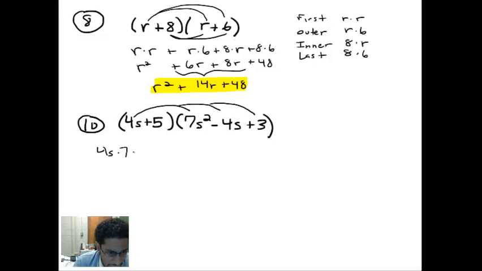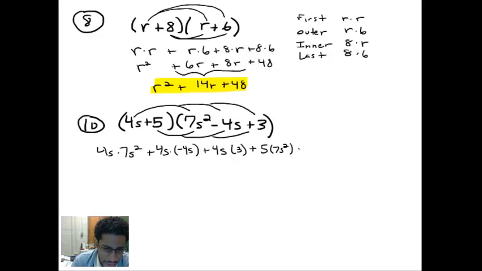4s times 7s squared. We'll have 4s times negative 4s. We'll have 4s times 3. That's not the end of the story, though. We have to then go and do the other part of the first parentheses and distribute it. So now we have to take the 5, and it's like distributing, that's all. So we take the 5 times the 7s squared. We take the 5 times the negative 4s. We take the 5 times the 3. We have to put all these together.